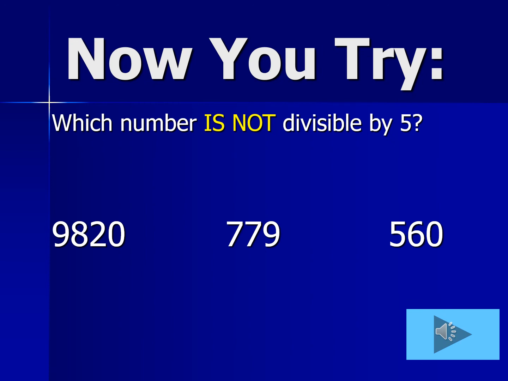Now let's try with these numbers: 9820, 779 and 560. Out of these three numbers, which is not divisible by 5? Clearly it is 779 because it is not ending with a 0 or a 5. So 779 is not divisible by 5.